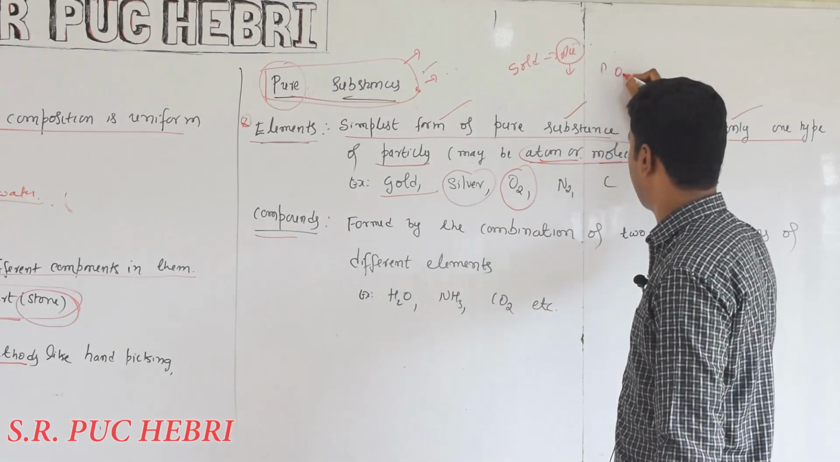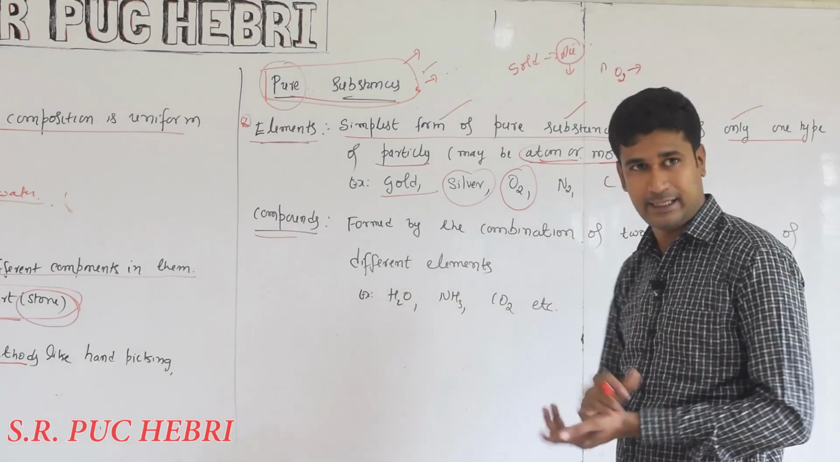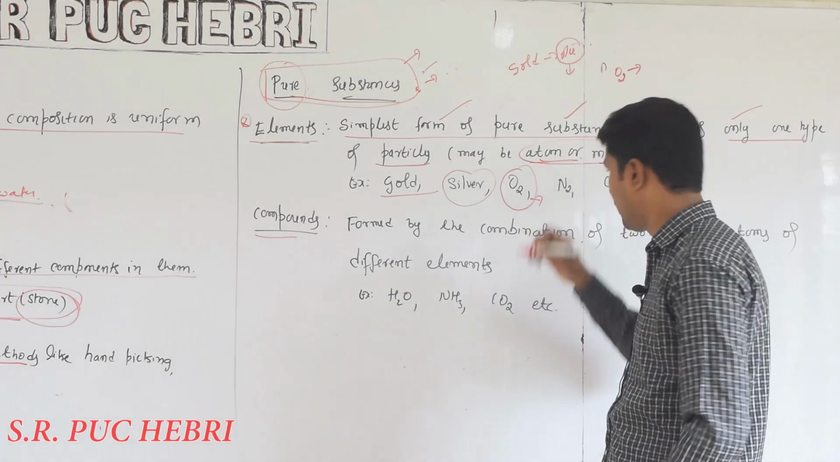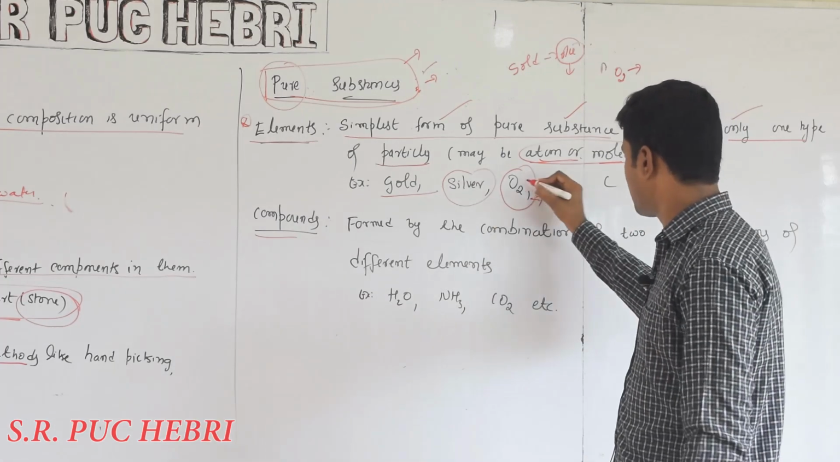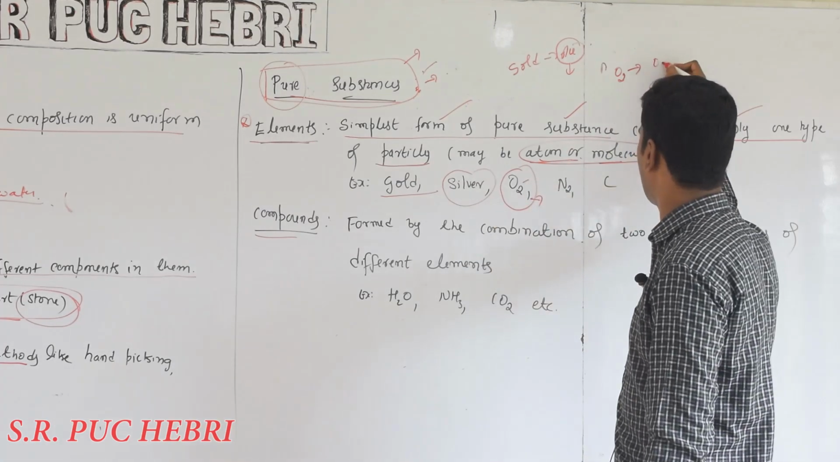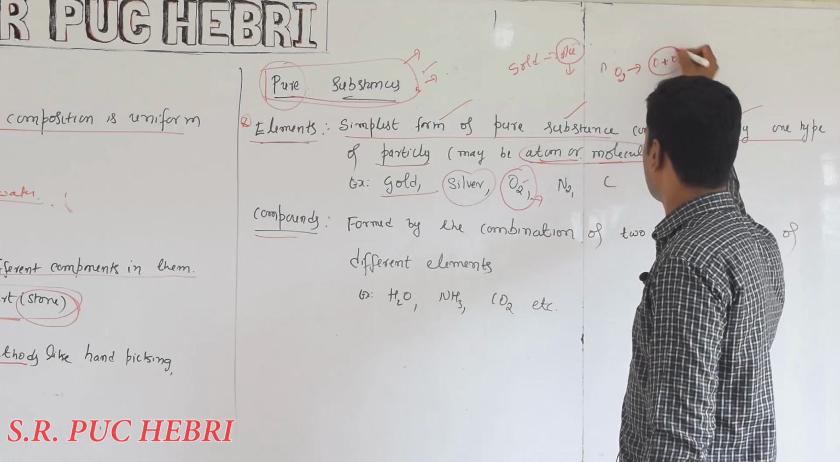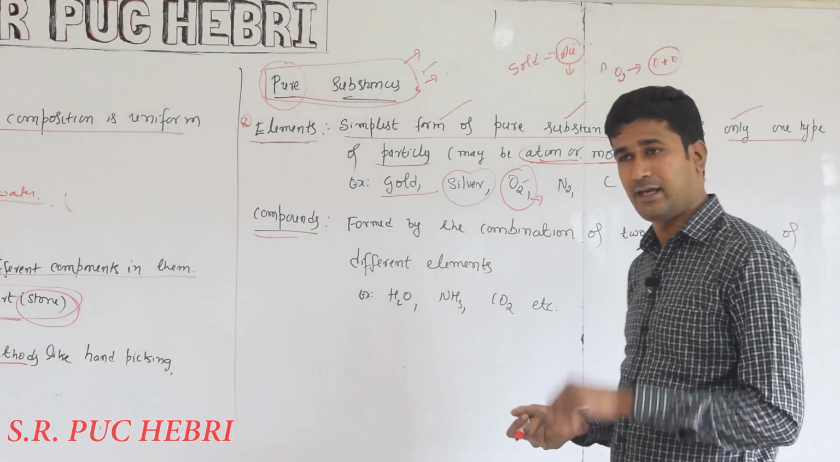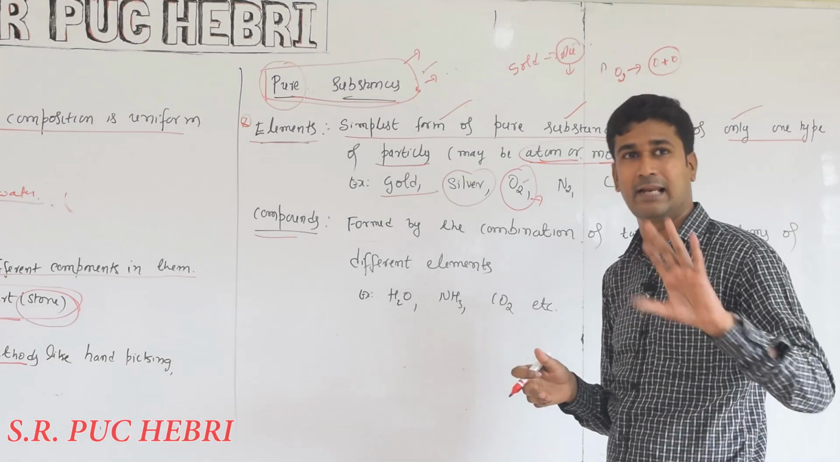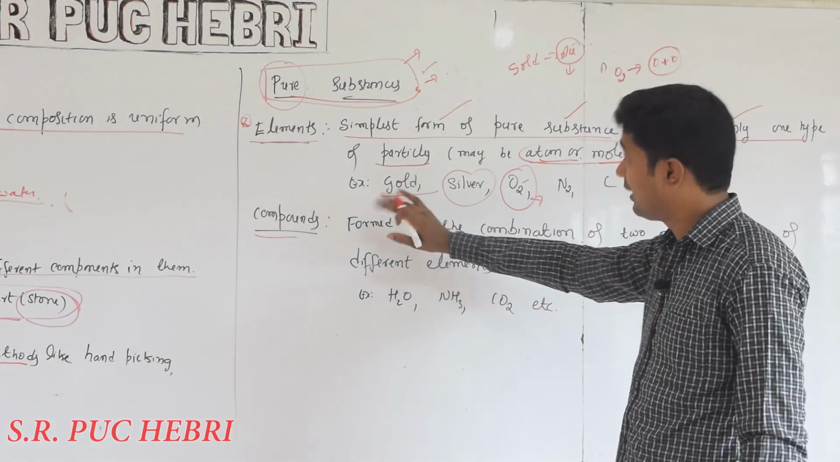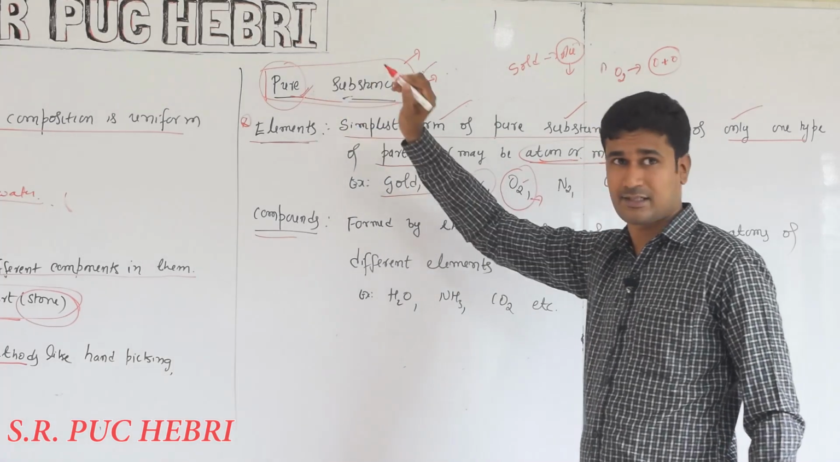Oxygen is a molecule, but it is a pure substance. I'll explain why. It's an element. Why? Because this O2 is formed by the combination of two atoms of oxygen. Here only oxygen atoms are present. Other than oxygen atoms, no other elements are present.